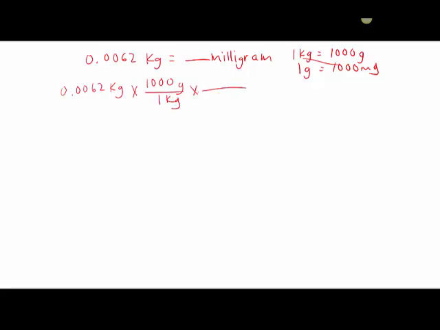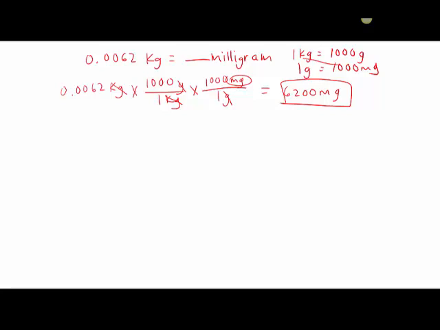Okay, that's going to take care of that part. So that's going to go away. And then we've got 1,000 milligrams divided by 1 gram. That's going to take care of this part, and that's going to give us our milligrams. So we say 0.0062 times 1,000 times 1,000. So you're going to get 6,200 milligrams. Okay, they have to do a lot of these conversions in nursing.